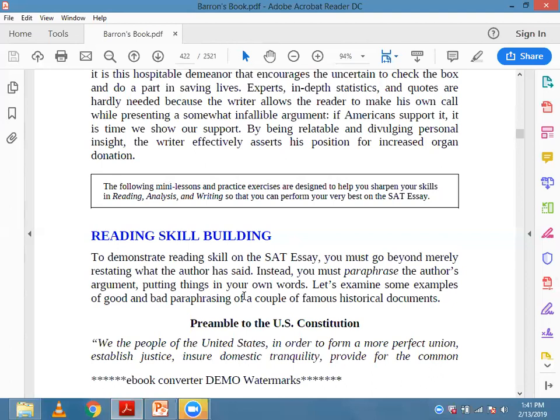Okay, so that is about reading skill building. Now let's come to the slightly difficult and the most important part of the essay, which is analysis skill building.